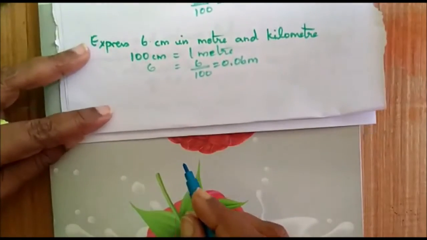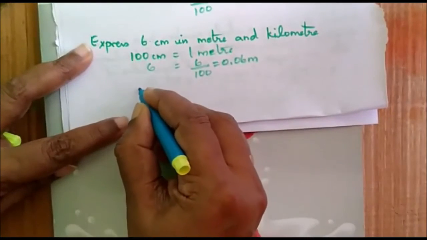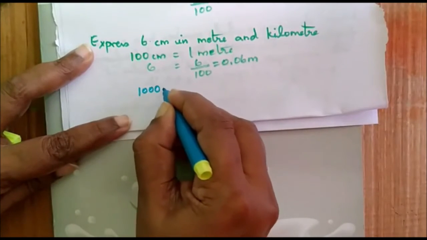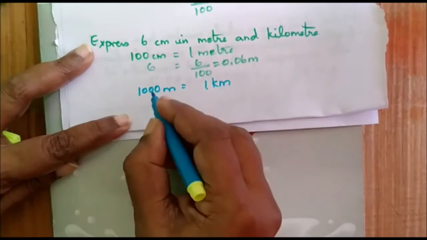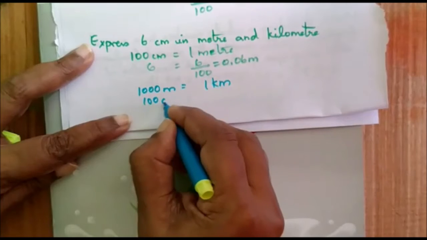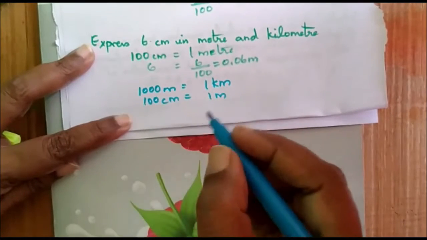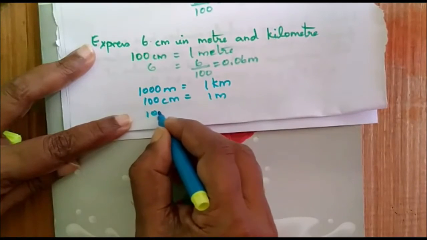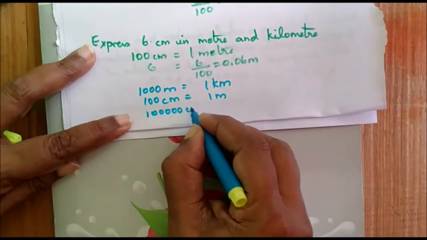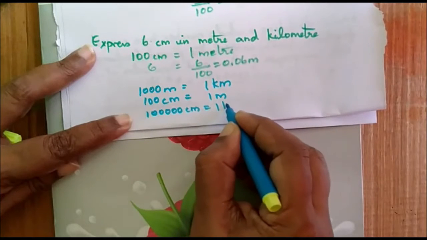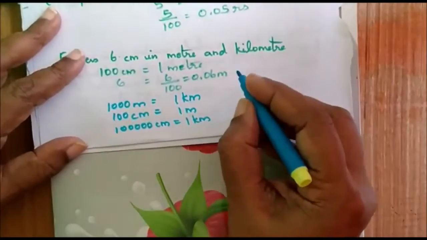Now let us go to the next one. How will I convert it into a kilometer? I know that 1000 meter is equal to 1 kilometer and 100 centimeter is equal to 1 meter. That is 1, 2, 3, 4, 5 zeros. That much centimeter is equal to 1 kilometer. I hope you understood this conversion.